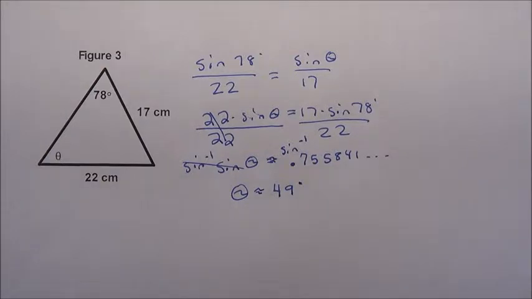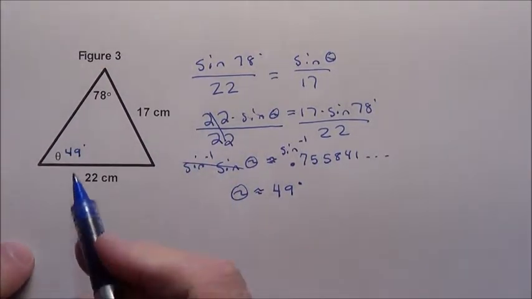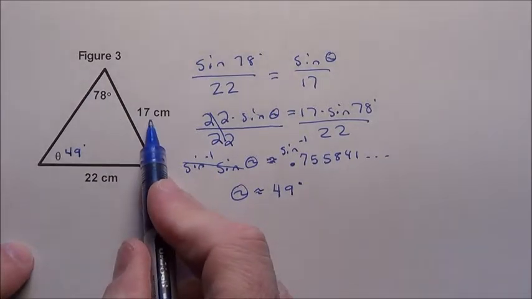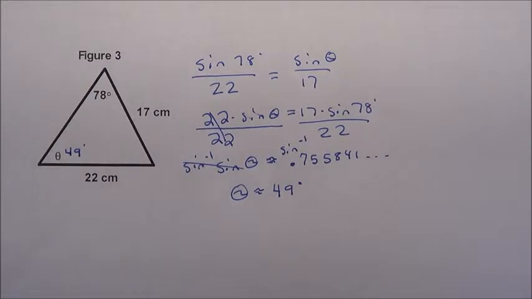So theta is 49 degrees. This angle right here has got to be 49 degrees because the sine of 49 divided by 17 is the same as the sine of 78 over 22. Those ratios are all going to end up being the same. And that's what we have with law of sines.